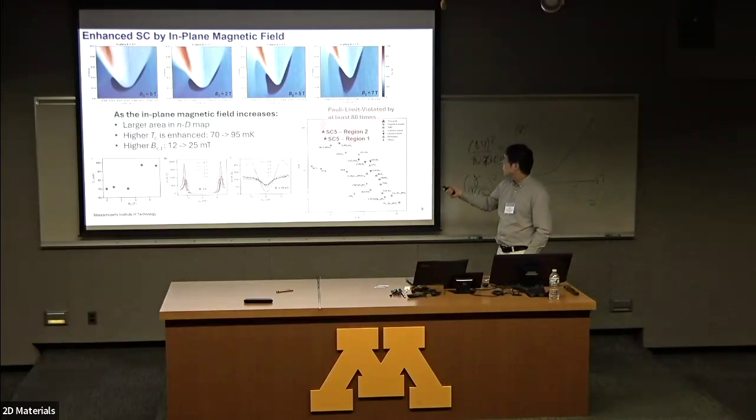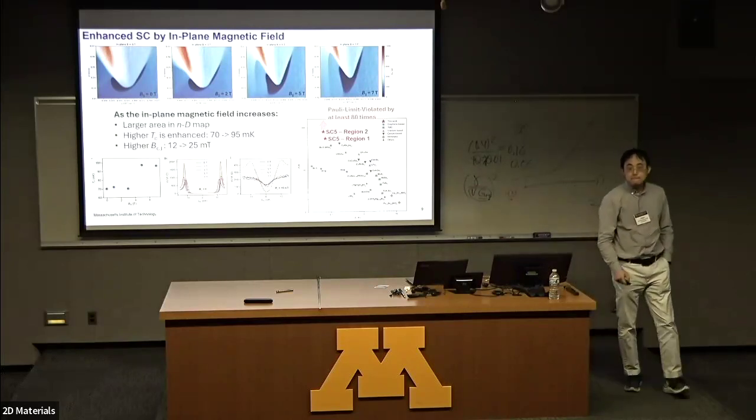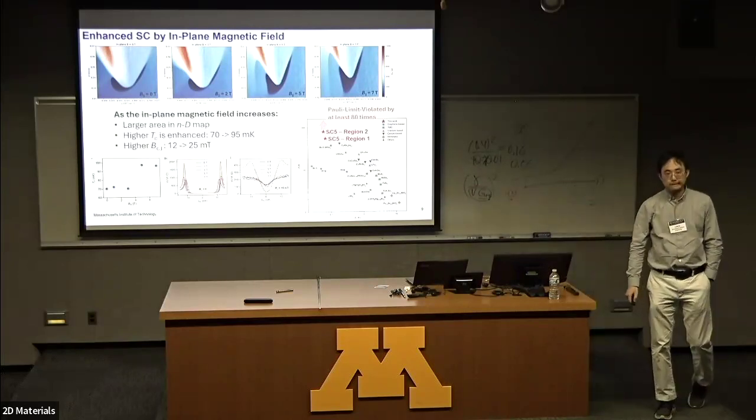Right? And I note that this is just a lower limit because at 7, 8, 9 Tesla, there's no sign of this superconductivity getting suppressed at all. It seems to have a long way to go if we manage to apply higher field. Yes. When you say Pauli limit, you mean the conventional BCS-like stuff. That's right.